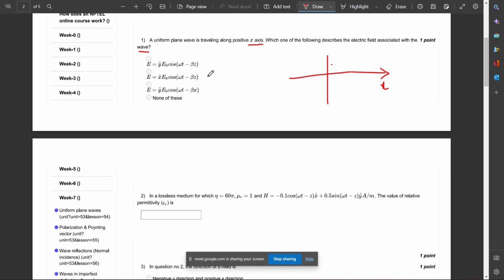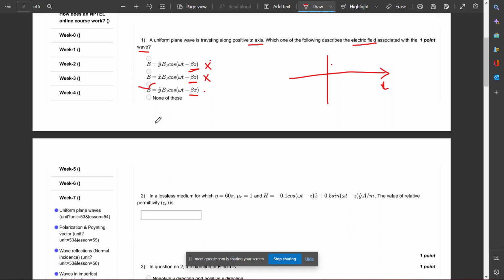Okay, no problem. First thing you have to see here is how this electromagnetic wave is propagating. The first option is in y direction, and it is propagating in z direction. So this one can't be right, since our uniform wave is traveling along x axis, so the electric field will be propagating in x axis. So the first option is wrong. The second option is also wrong, since the electric field is in e direction, but it is propagating in z direction. The third option, you can see that the electric field is propagating in x direction. So the third option will be the correct option.